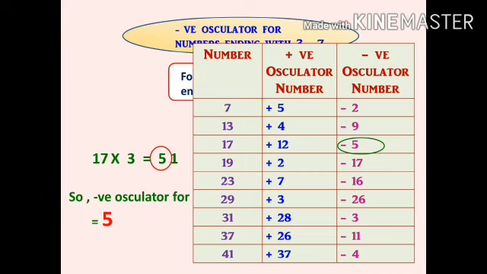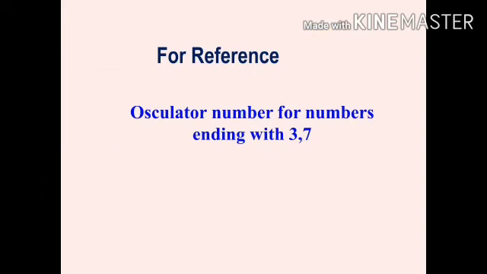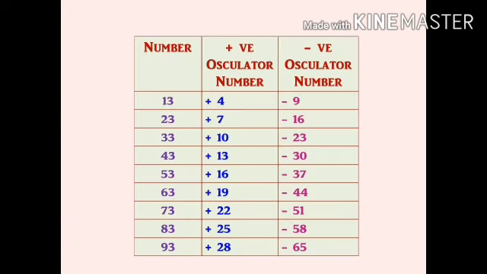Once we get 1 in the units place, calculating negative oscillator number is very easy. So next I am going to give you a list of oscillator numbers for the numbers ending with 3 and 7. So this is for your reference. Once you use this method, if you want to check whether your oscillator number is correct or not, you can use this tabular column. You can either take a screenshot or take notes of that. This will definitely help you.